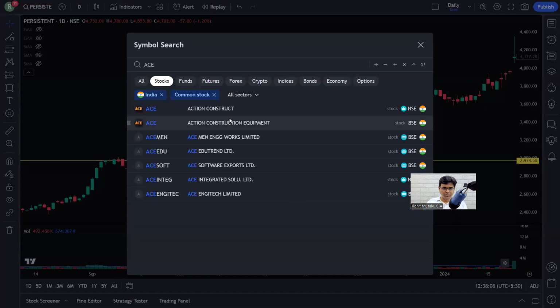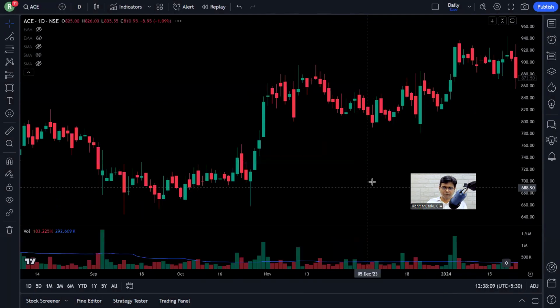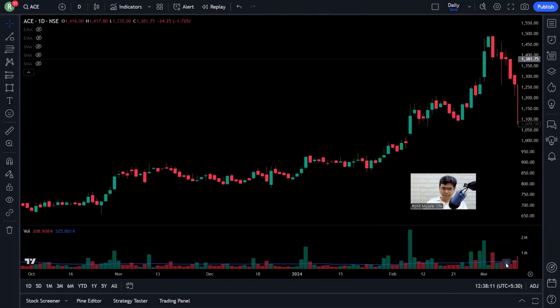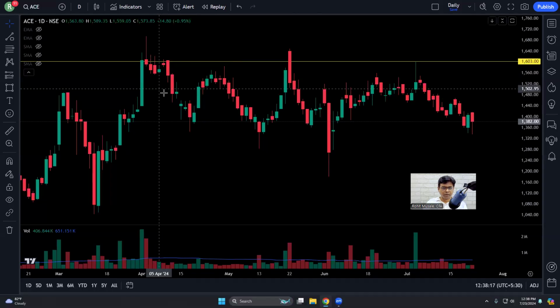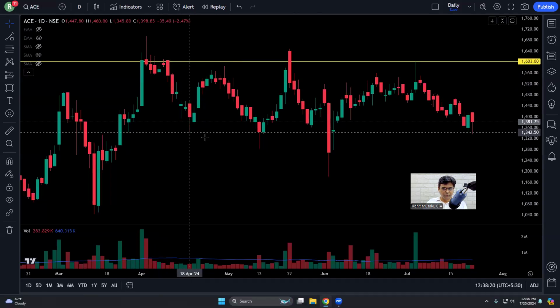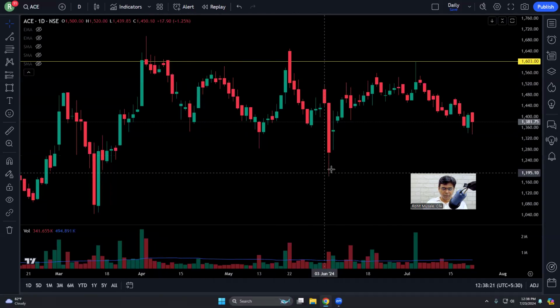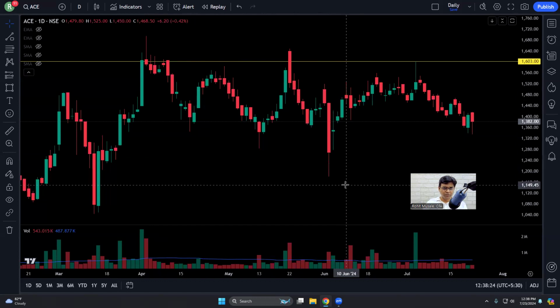Next, number 5 is, are there any shakeouts in the base? So if you see this stock, this is the latest price action. See, there are shakeouts in the base. The base starts from here. So this low is taken out, this low is taken out, this low is taken out. So these are called shakeouts in the base.